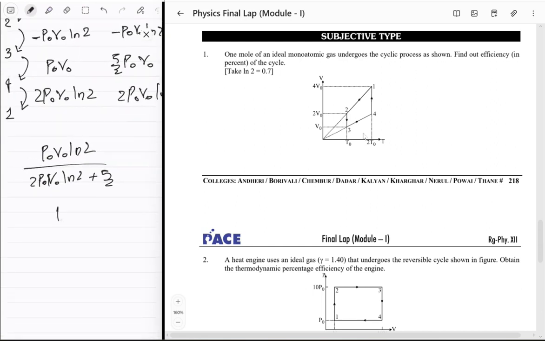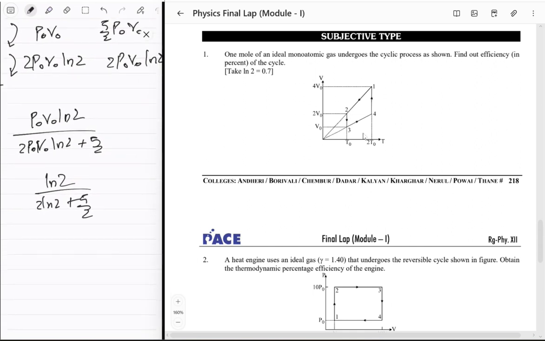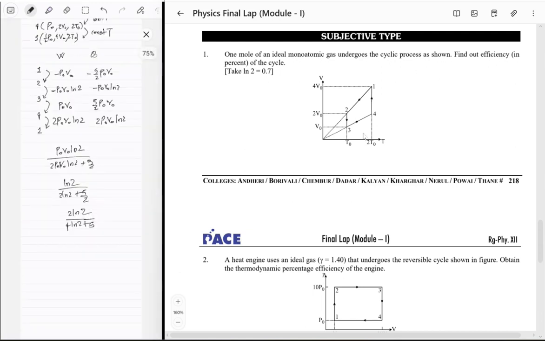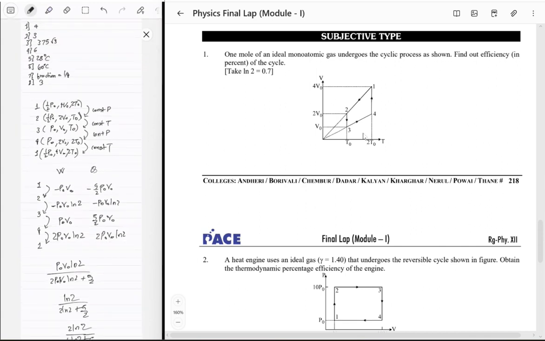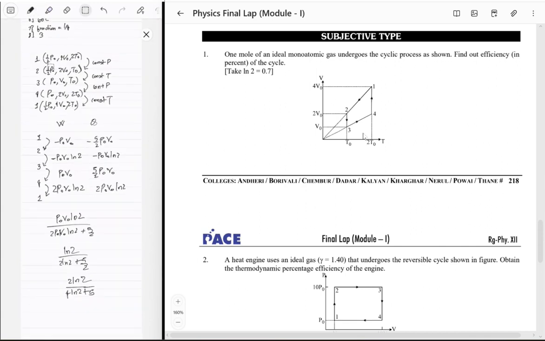So let's simplify, 2/2 natural log of 2 plus 5/2. So send this over there, it's like 2 natural log of 2 upon 4 natural log of 2 plus 5. That is the thing. Okay, that should be the answer. So let's do the thing. So the first question of this type.